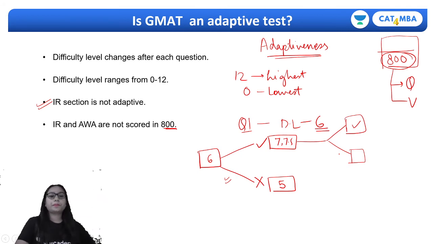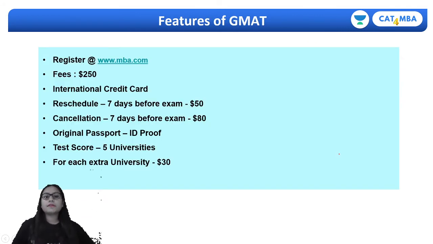Now, these are certain features of the GMAT exam that you need to know. You have to register for the GMAT exam at the website www.mba.com. The fee for giving the GMAT is $250, and you should have an international credit card to make the payment here. If you want to reschedule your exam, you can do this 7 days before the exam, and the fee for that would be $50.